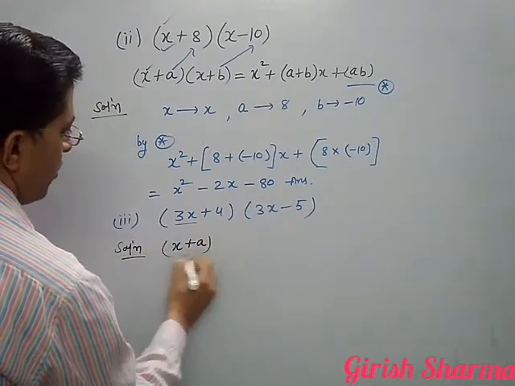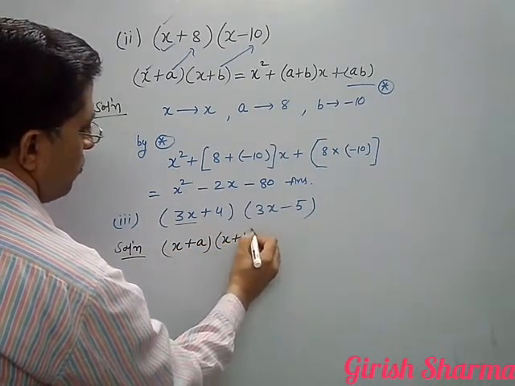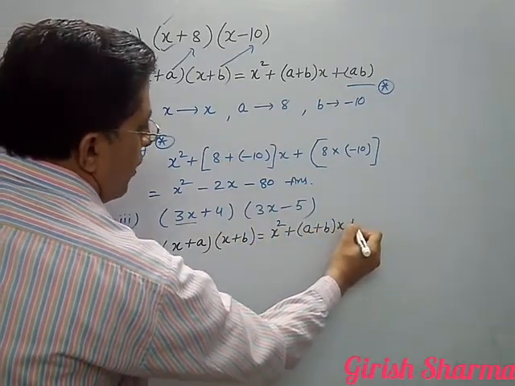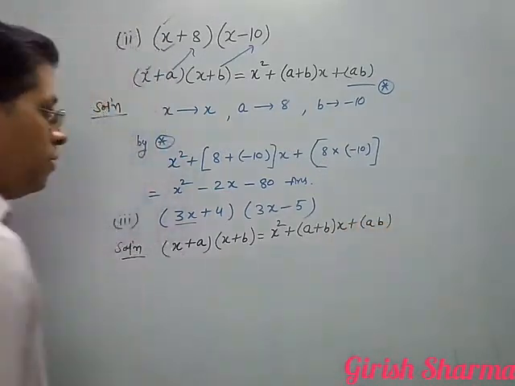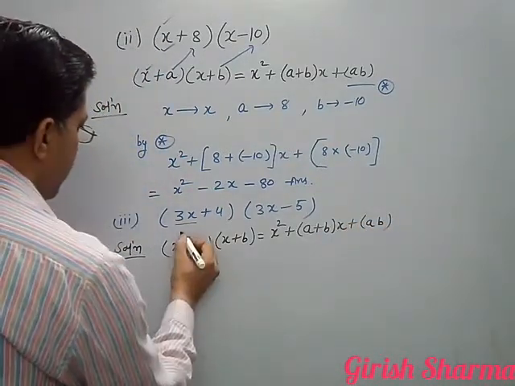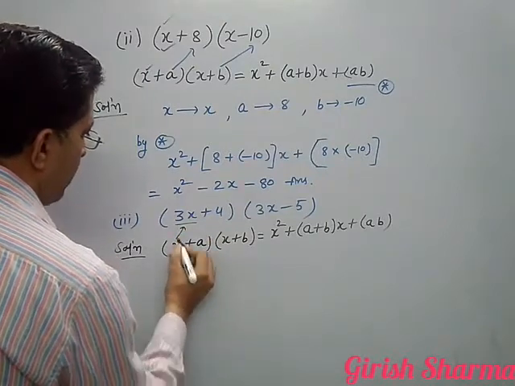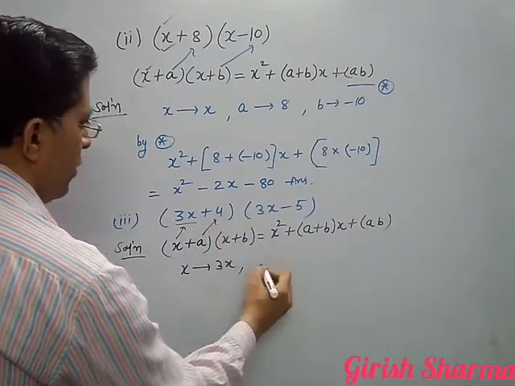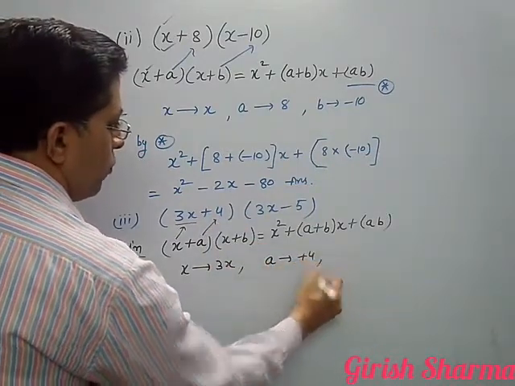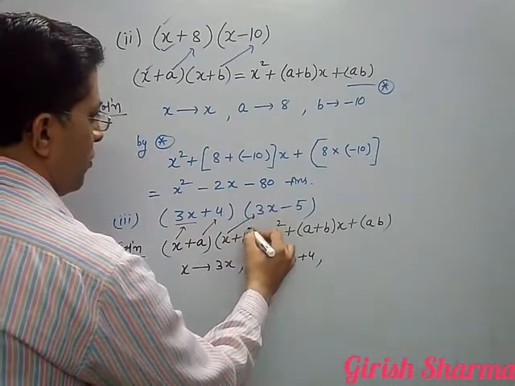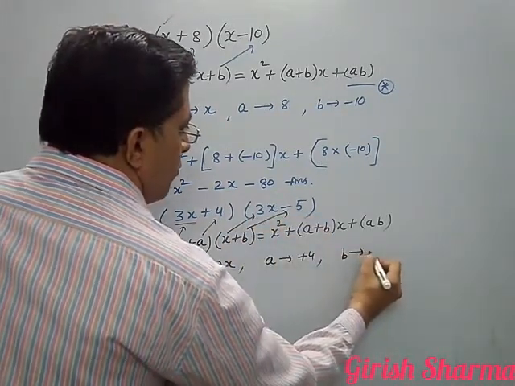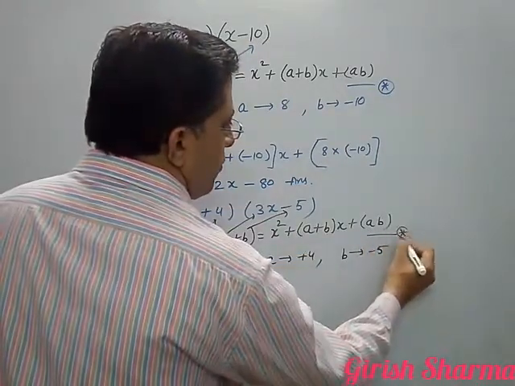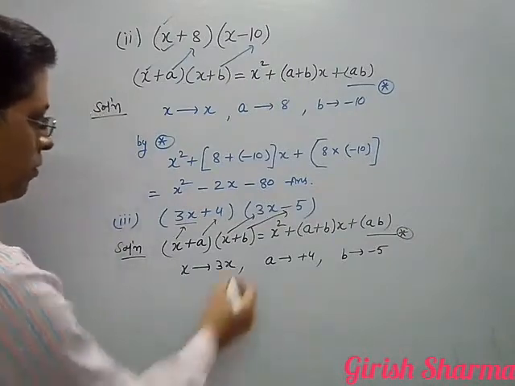Okay sir, (x + a)(x + b) is equal to x² + (a + b)x + ab. Now we try to compare it. This is your x, but in our question here is 3x. In place of a, what is? Plus 4. Here is 3x, but what is in place of b? This is minus 5. So what to do? I have to put star on this and put values in RHS star.